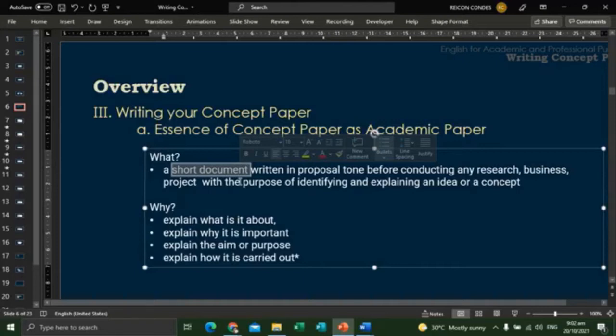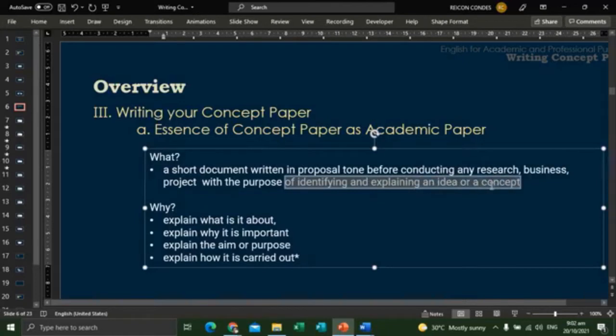Hindi porke nag-submit ka ng 100 pages, Diyos ko, hindi ibig sabihin na yun na, napakataas na ng grade mo. So, you should achieve the purpose of identifying and explaining an idea or a concept.